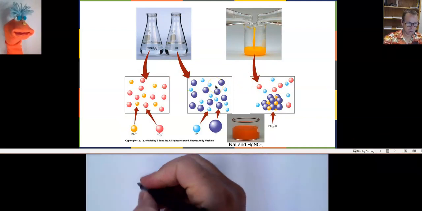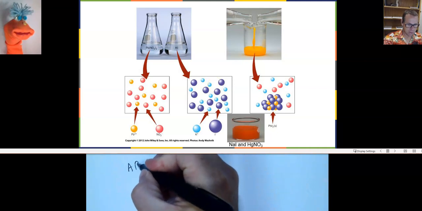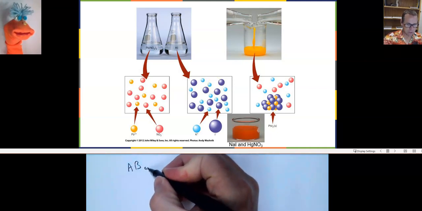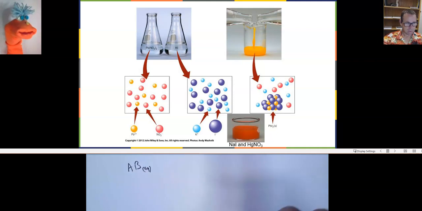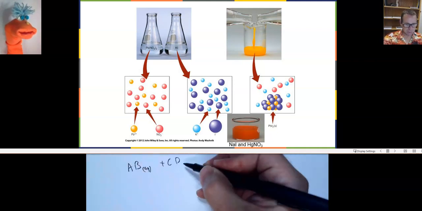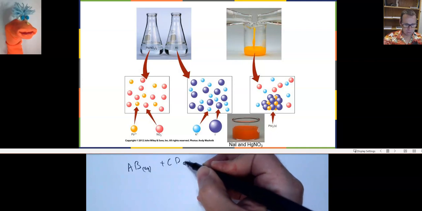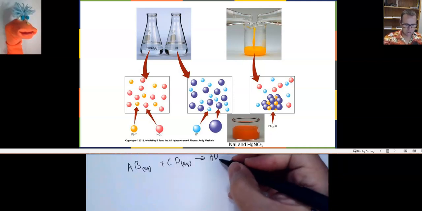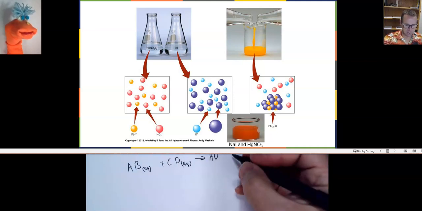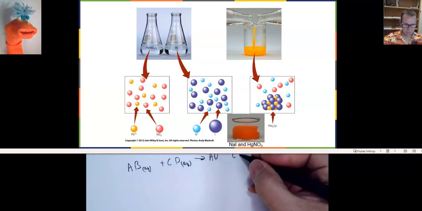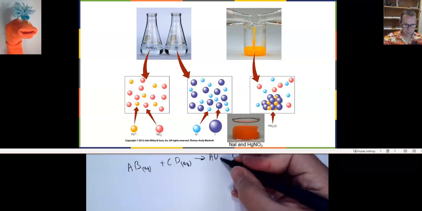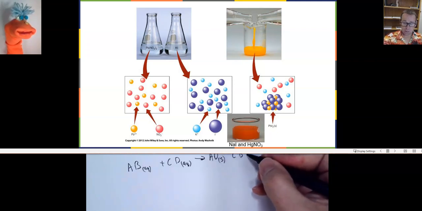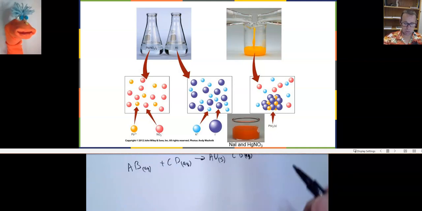follow a pattern. I have a chemical like AB, which is an ionic compound, and it's aqueous. Combining with another chemical, CD, it's an ionic compound, it's aqueous. And the products are going to be this cation, anion, cation, anion, cation going with this anion to make AD. And then this cation, C, going with B there. All right. One of these is going to be solid. The other one might be solid.